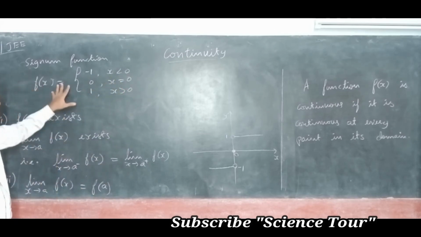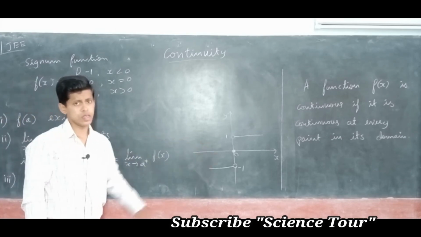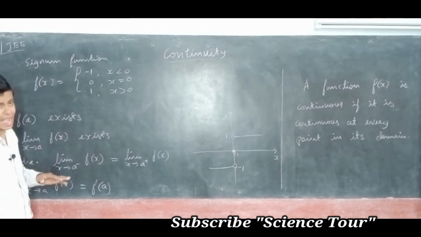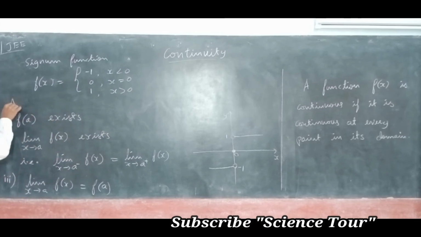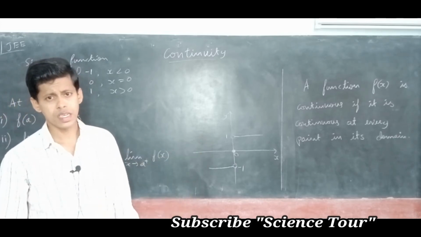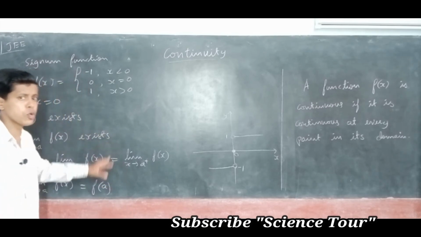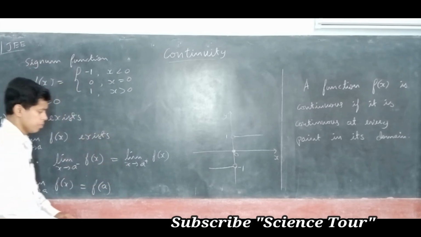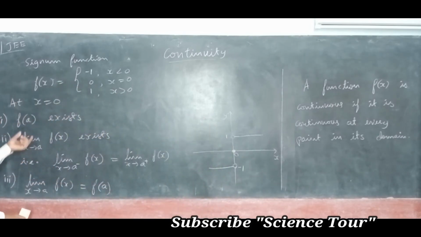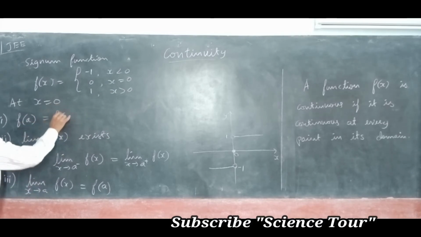So that is the definition, and you have the graph there. Now first let us check at x is equal to 0 whether this function is continuous or not. From the graph it is evident that it is not continuous. Let us prove it with the mathematical conditions. The first condition says f of a must exist. What's a? A is 0, so f of 0 must exist.